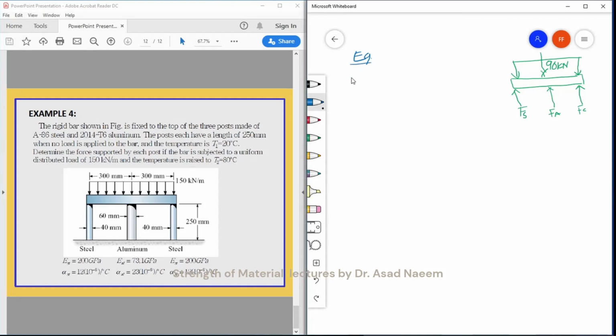So equilibrium equation, ΣFy equal to 0. So we have two F_S because the elastic modulus is different, material is different, so we cannot take them as equal. So plus F due to aluminium minus the upward force 90 kilonewtons is equal to 0. So this is our first equation.